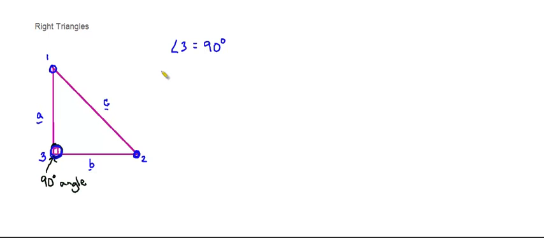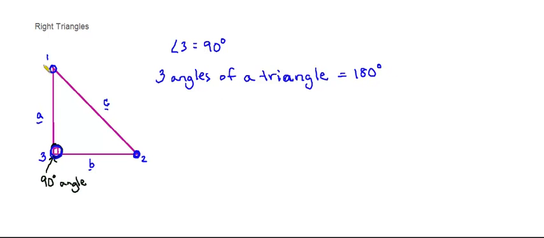And since we know that the three angles of a triangle equal 180 degrees, these other two angles, angle 1 and angle 2, must make up the rest of that 180 degrees, meaning they equal the other 90 degrees.